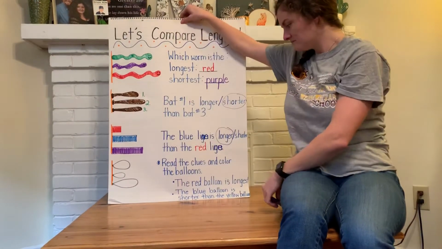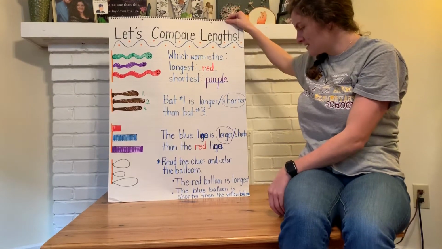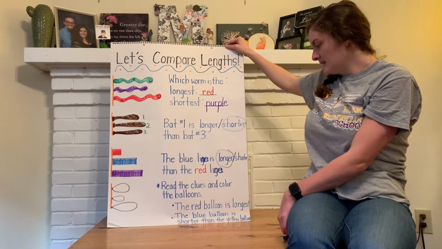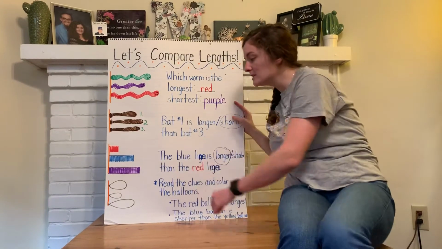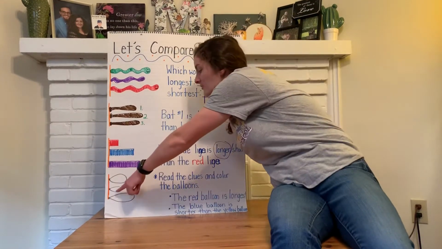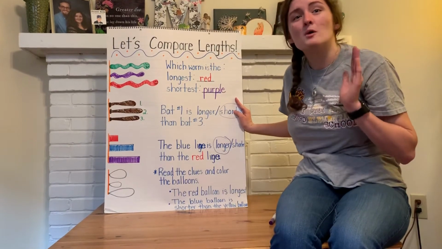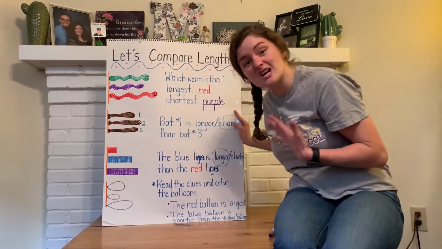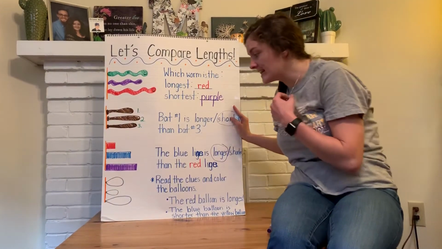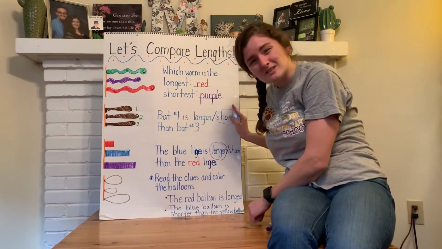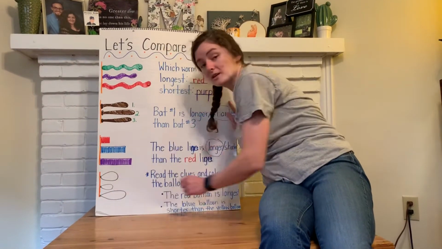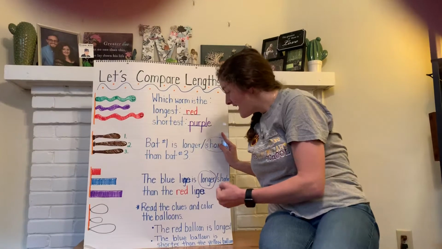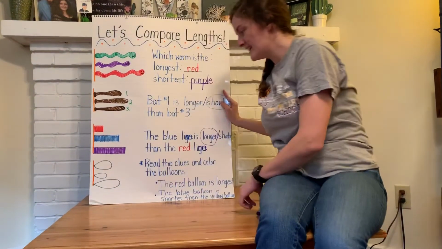And our last one, it says, read the clues and color the balloons. So it says, the red balloon is the longest. So again, all my balloons are starting at the same place. I have 3 different balloons. They're different sizes, but we can look from shortest to longest. So I haven't colored them yet. I have to color which one is the longest. So looking at it, I can already tell that my first one is not the longest. My second one is going to be the shortest, right? And I can tell that my third one is the longest.